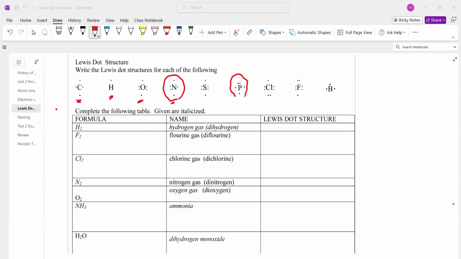Oxygen. Notice sulfur and oxygen have the same valence. So we don't need sulfur up there because we have oxygen. Look at fluorine. What's underneath fluorine? Chlorine. The valence electrons are the same.